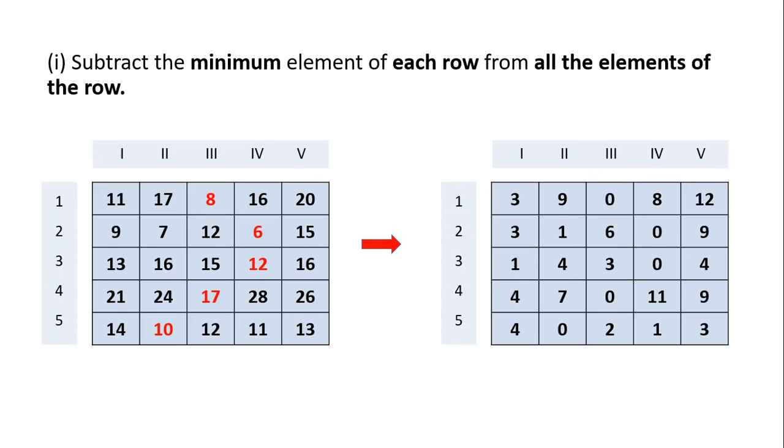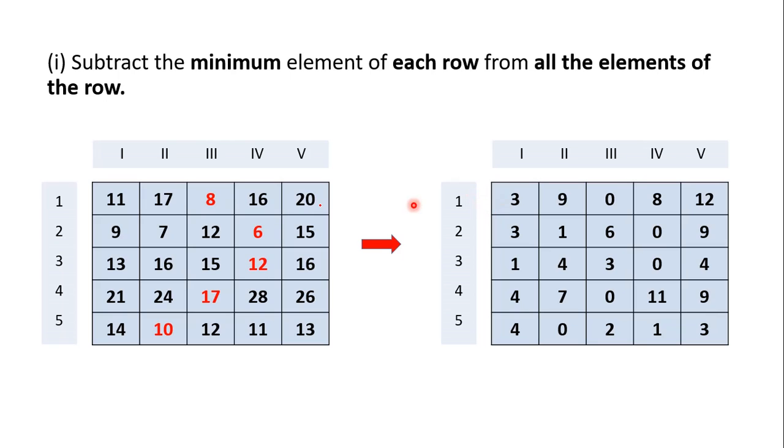So here is how it goes. This is our main table, and the highlighted numbers are the least valued, or minimum valued, elements in that particular row. When we see this, in the first row 8 is the minimum value, and likewise in the second row 6 is the minimum, 12 is the minimum in the third row, 17 in the fourth row, and 10 is the minimum value in the fifth row. So when we do this first step of subtracting the minimum value from each row, we get this table.